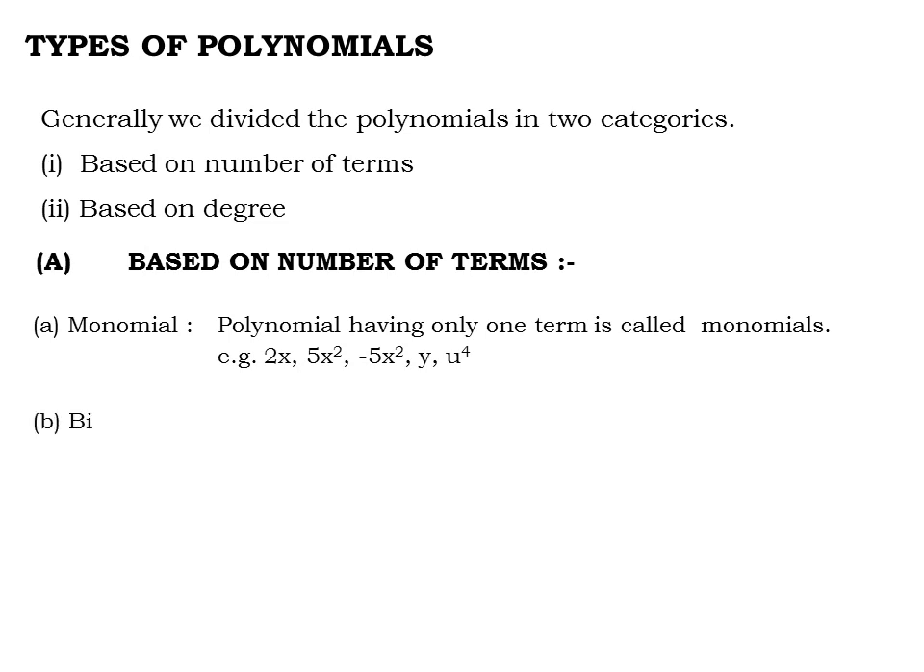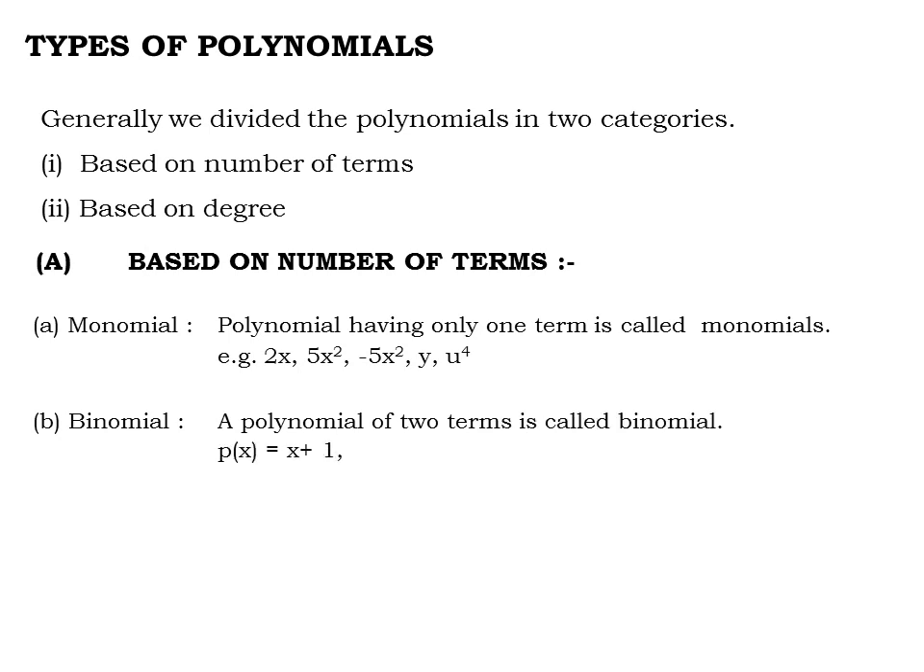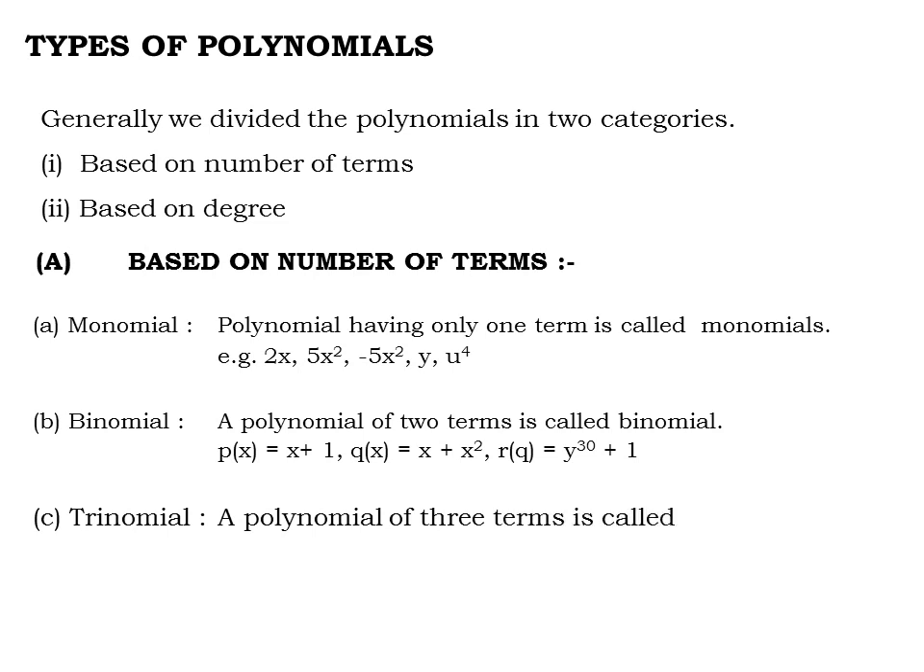Now the second is binomial. A polynomial of two terms is called a binomial. Examples are x plus 1, x plus x square, y to the power 30 plus 1. In each case there are two terms, that's why it's called binomial. The third one is called trinomial. A polynomial with three terms is called a trinomial. Examples are x plus x square plus 2, and many more examples we can write.